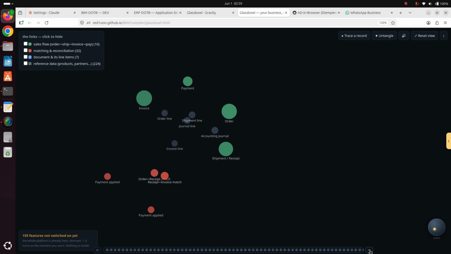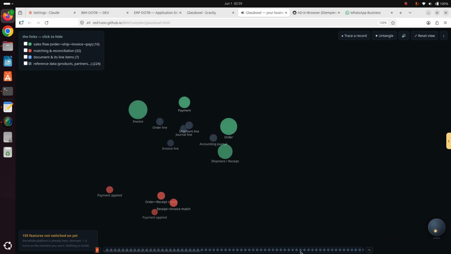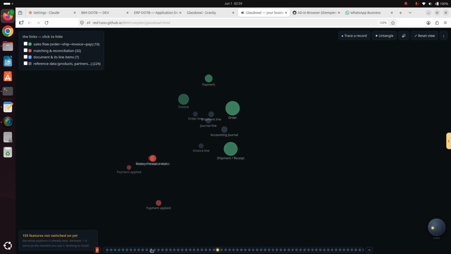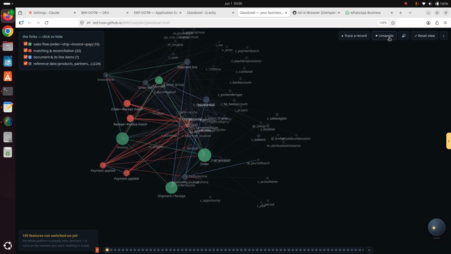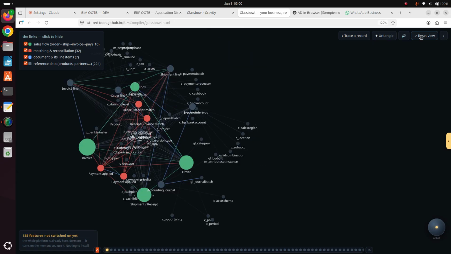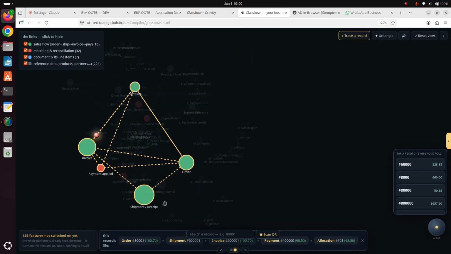And you can undo, redo. So as you are turning things, you can go back to where you were, all right? Where was I? Trace record, untangle, reset view, right? Trace record. Wow, look at this. Okay, you can scan QR on the mobile. We can start scanning in.